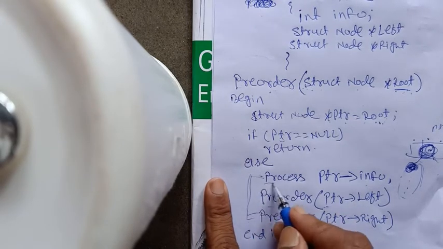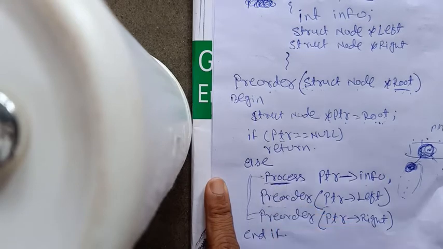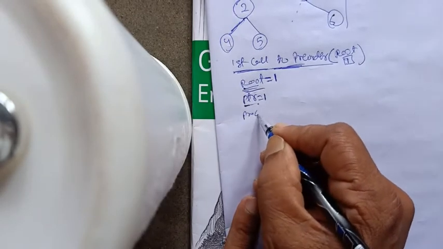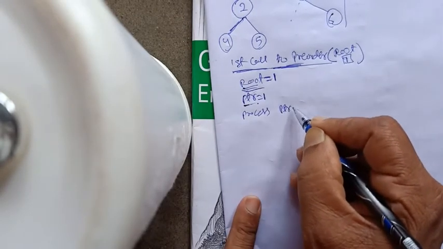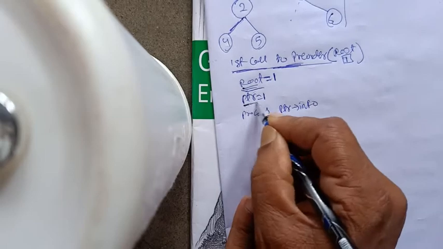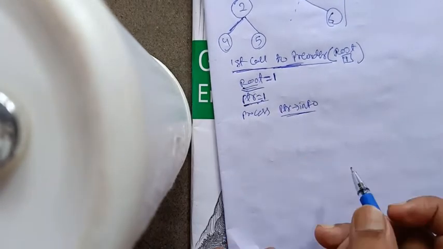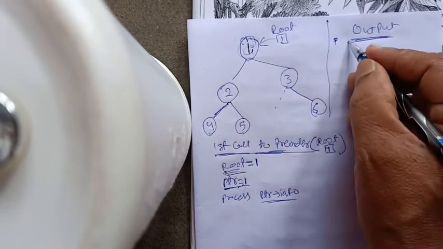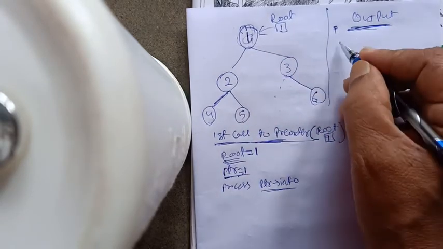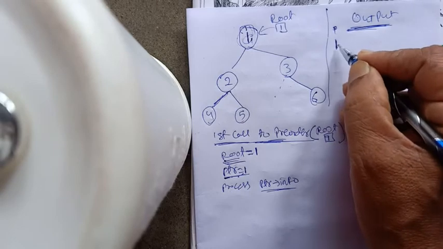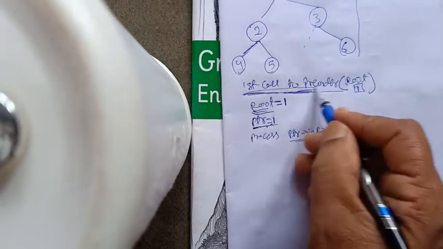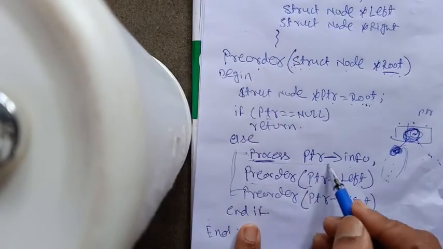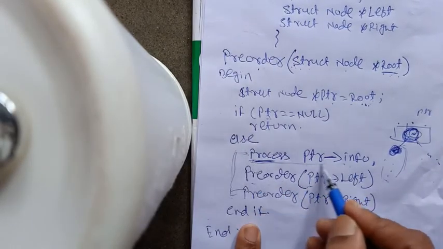Okay, so this first step will be completed during the first call. So process ptr of info. So what is ptr here? 1. What is its info part? See, this is the info part, so its info part will be processed. In the output, which node will be processed first? The first node, that will be processed, 1. So in the first call to the pre-order algorithm, step 1 is over.